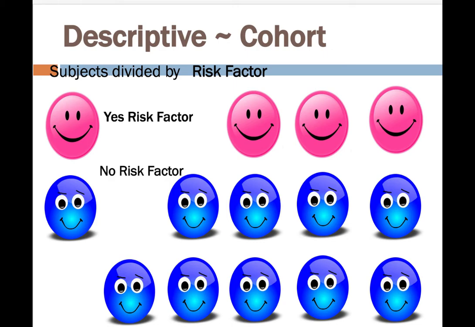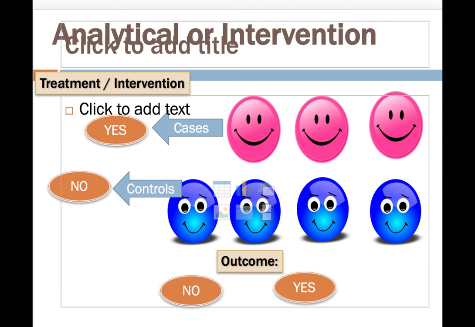An analytical study or an intervention study uses the same terminology as we did for our case control study, but the difference is it's randomized. You're randomly put into the control group, which means you will not receive the new drug, or you're randomly put into the case group, which means you will receive the new drug. And then we follow you forward to see whether it decreased the likelihood that you developed cancer.